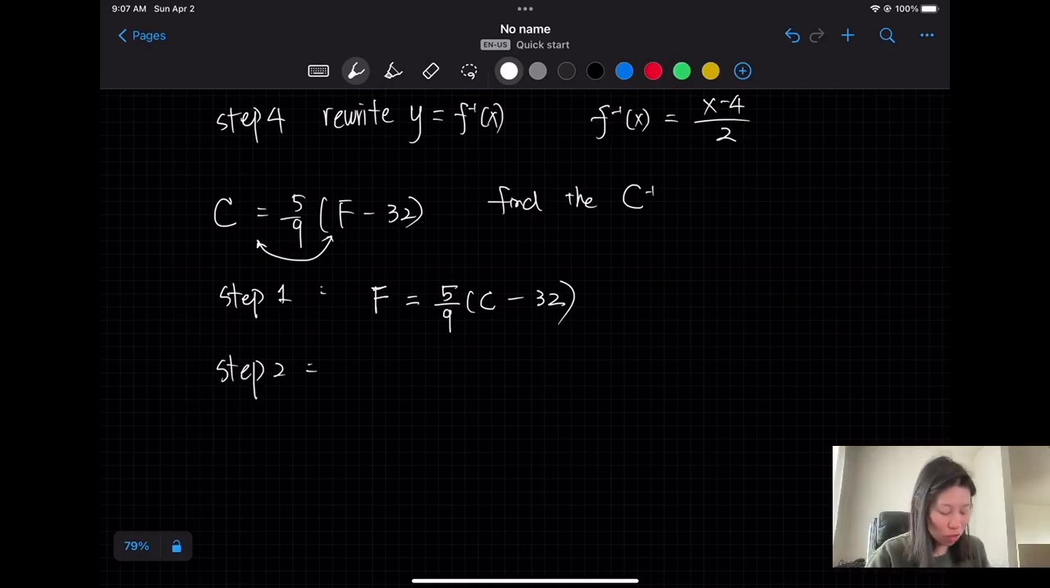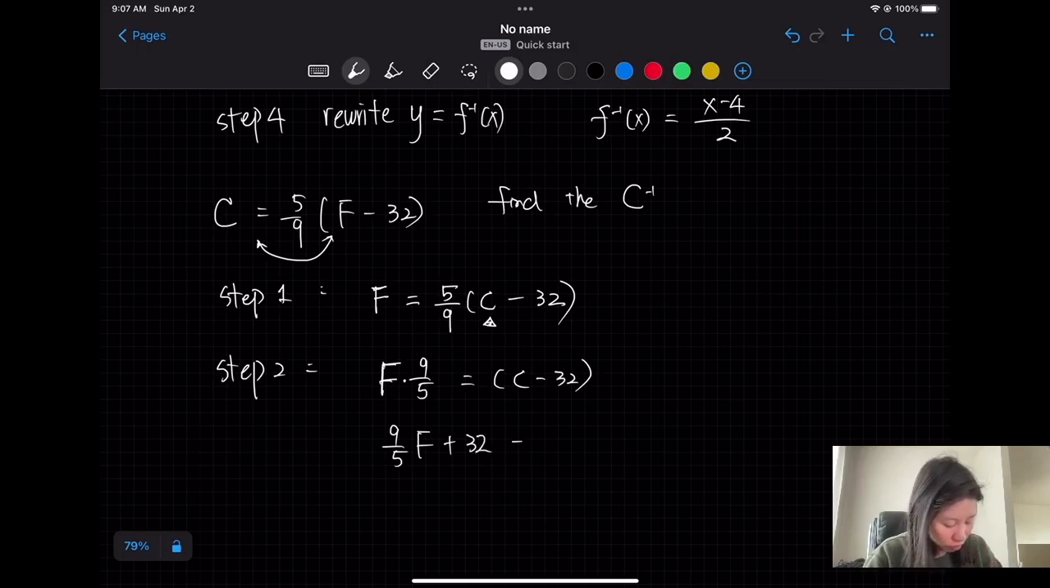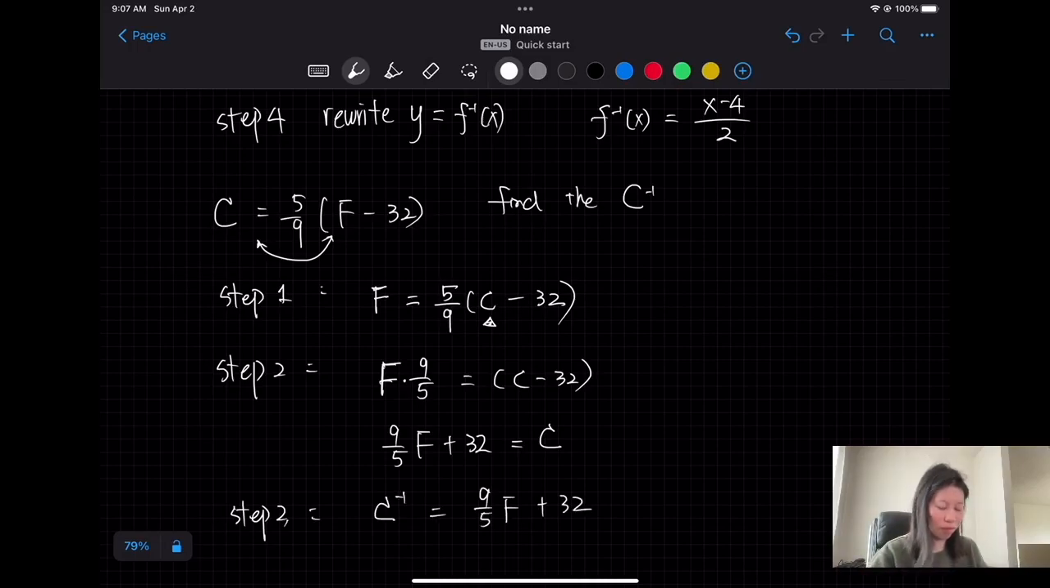Step 2, we are trying to solve for what? Celsius. So I have F times 9/5 equals C minus 13/2, and add 13/2 on both sides. And now we have our inverse function, which is the inverse Celsius equals 9/5 F plus 13/2.